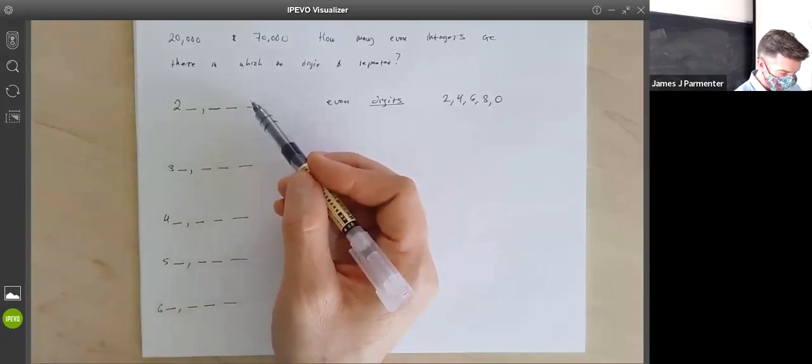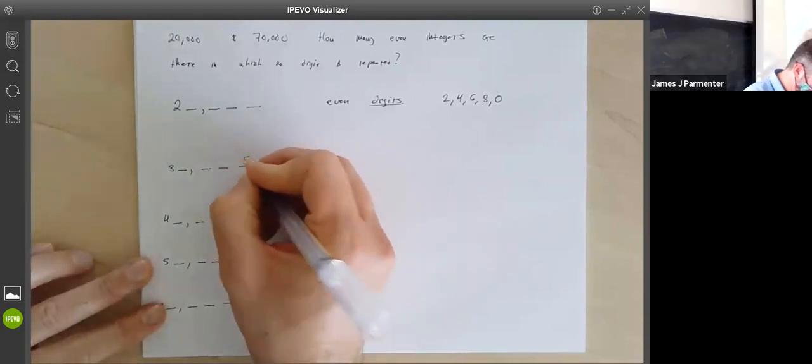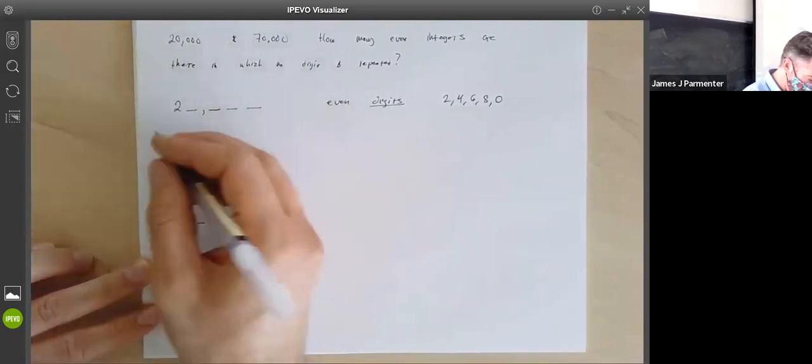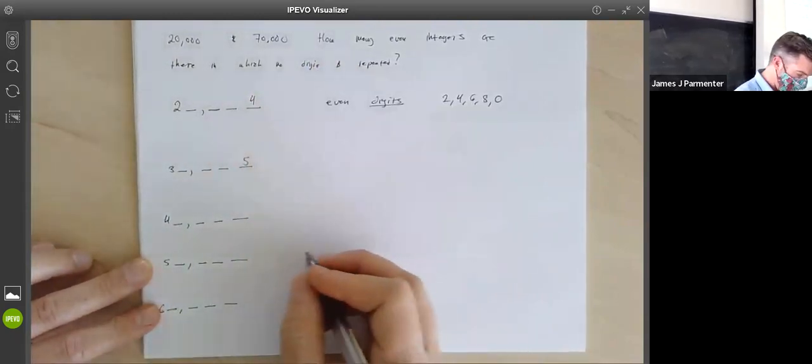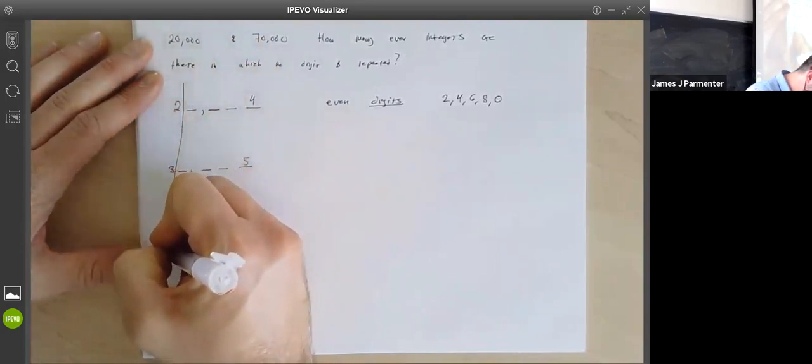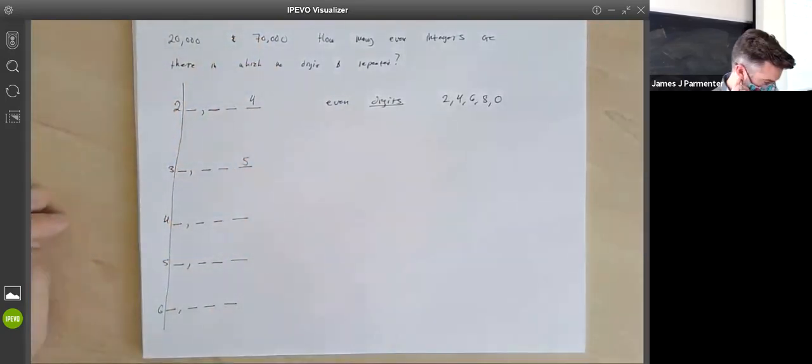Well, normally I would say that's true here. There's definitely 5 choices here. But here I can't put what number? I can't put 2. So there's 4 choices there. And I'm not writing the number, I'm writing the number of choices. So I should do it like that.